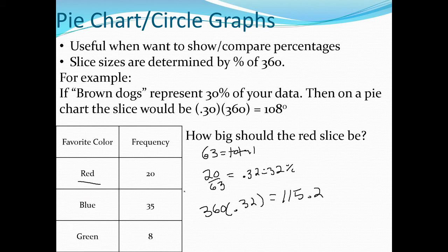So that's how you get how much of the graph should be allocated to each category. You simply take the category, figure out what percent of the data set goes to that category, and then that would be how many degrees out of 360 you should give it in the pie chart. So I do the same thing for blue, except I would do 35 out of 63, and then multiply that by 360.